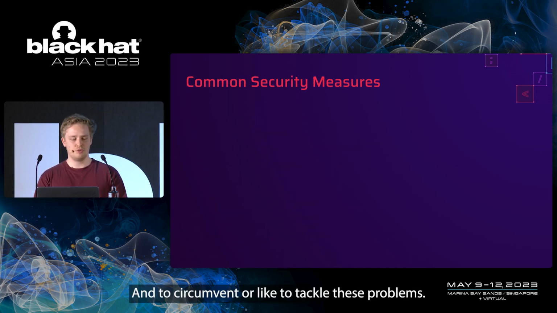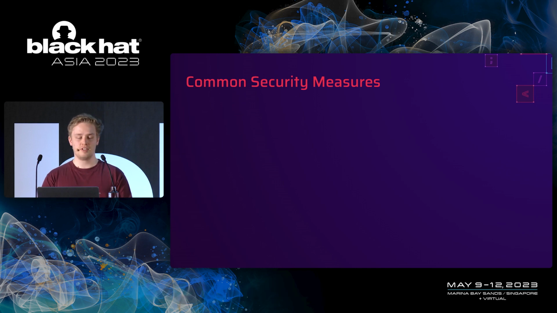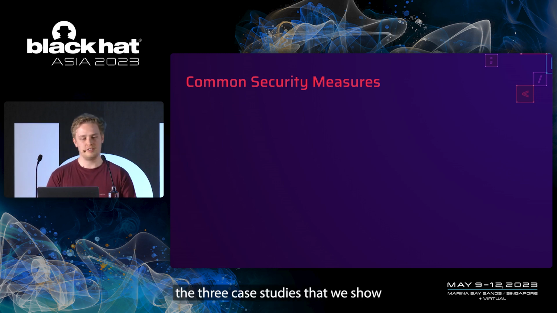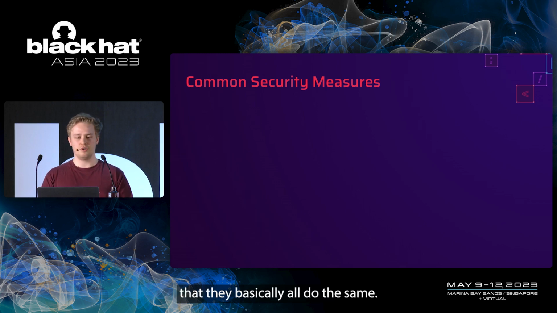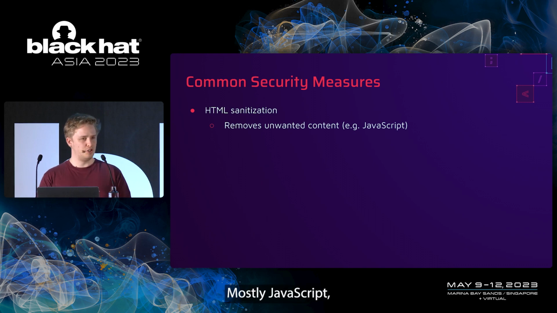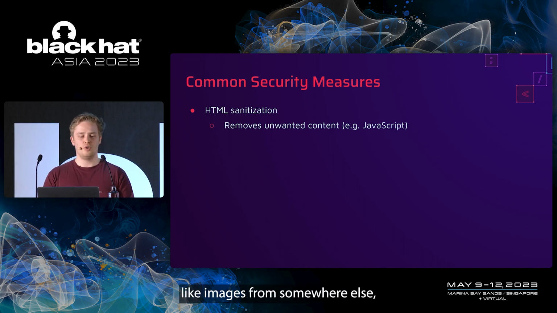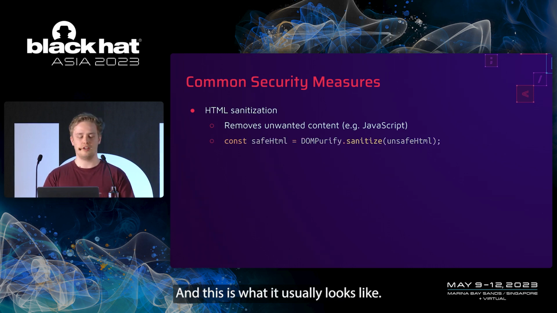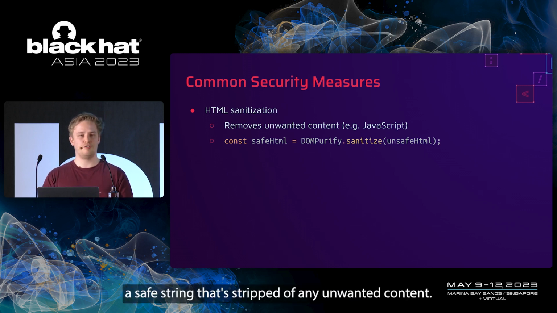And to tackle these problems, the 3 case studies that we show have some common security measures that they basically all do the same. The first one is HTML sanitization, which is used to clean out unwanted stuff from an email HTML body, mostly JavaScript, but it can also be other things like images from somewhere else or maybe some styles or whatever. And this is what it usually looks like. You give some library, for example DOMPurify, an unsafe HTML string that can contain whatever, and you get back a safe HTML string that's stripped of any unwanted content.